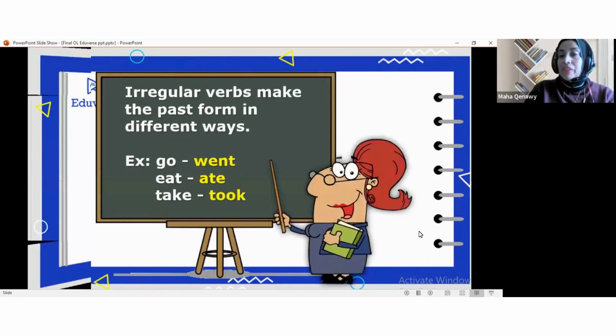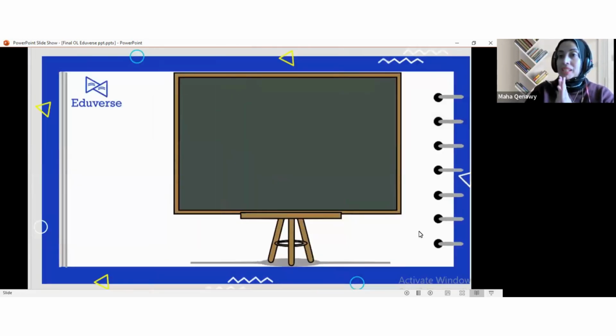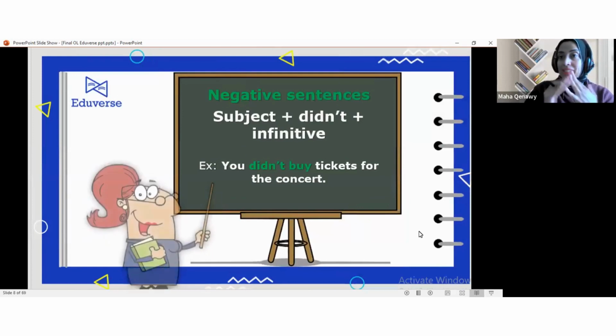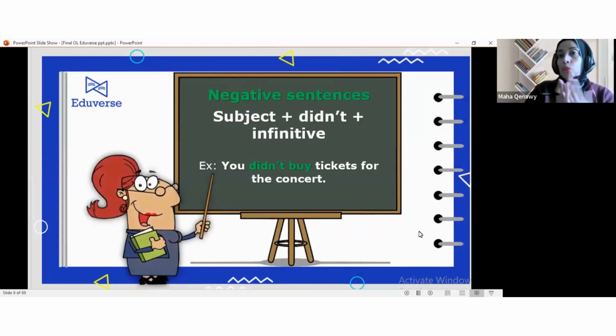This was the affirmative. Affirmative means we don't add not. We don't form it like a question. This is the meaning of affirmative. What about the negation, or we call it sometimes negative sentences? Negative sentences, I say that I do not do the verb.